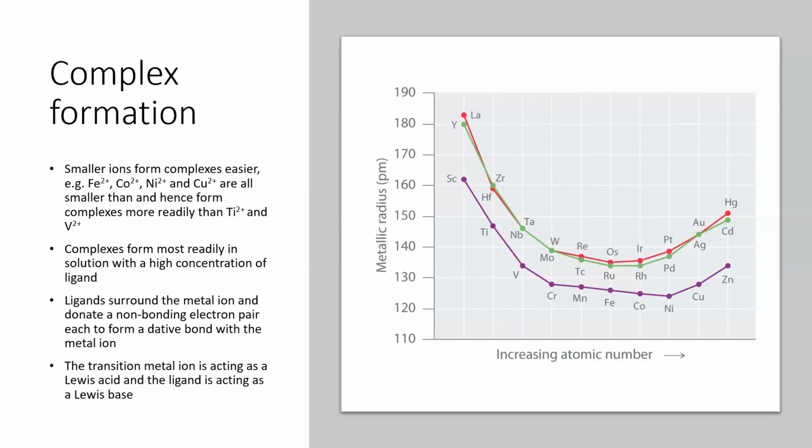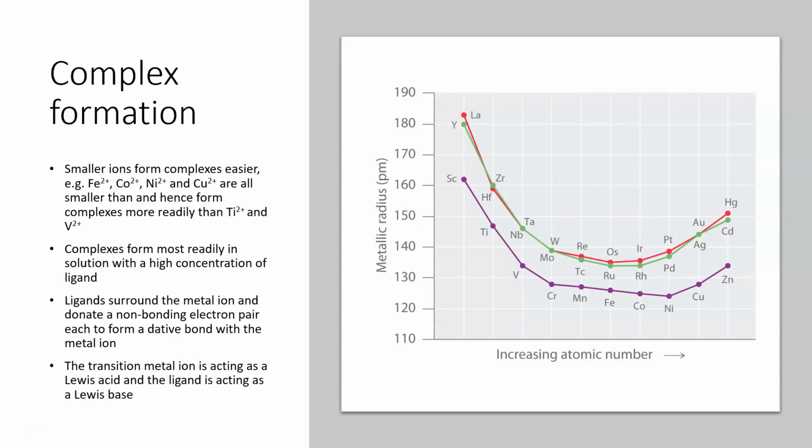So when we see complex formation, the smaller ions form complexes easier. So we see the smaller ions forming complexes more readily. So Fe2+, cobalt 2+, nickel 2+, copper 2+, are smaller and hence form complexes more readily than the larger titanium 2+ and vanadium 2+ ions.